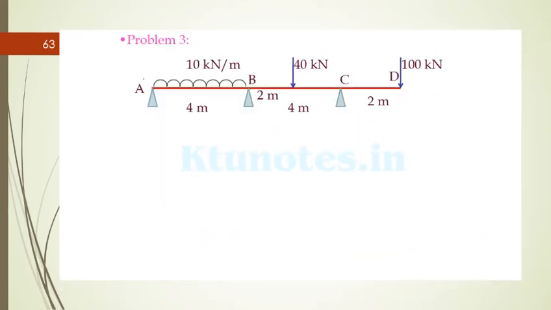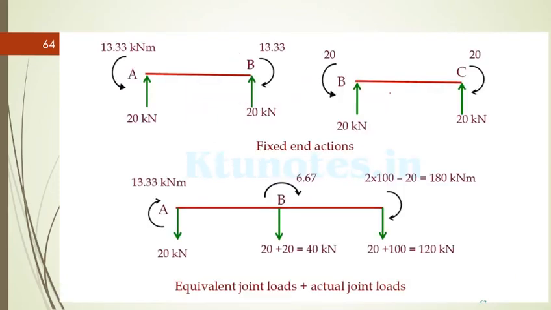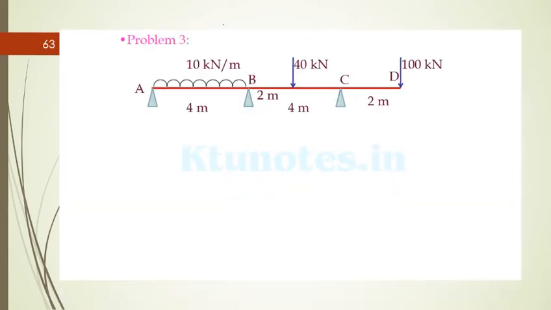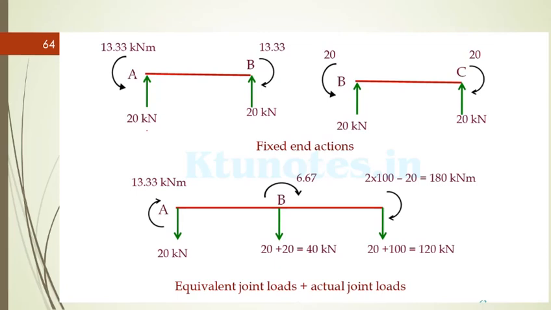Another problem, problem number 3, here also a UDL, a point load, and one more UDL is there. So you need to convert this one to equivalent joint load, this one to equivalent joint load, this being a free end, so it can be taken directly. So we have two beams AB and BC, which have to be converted to an equivalent joint load, where AB and BC are there. You know the individual fixed end action. Then club both AB and BC to get the equivalent joint load.